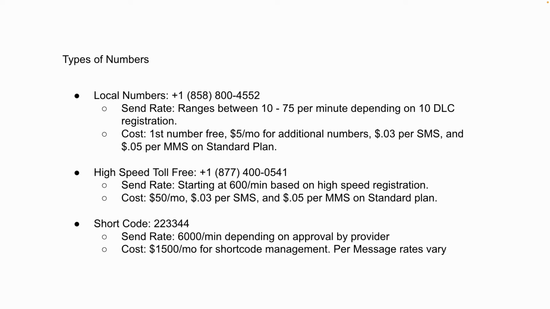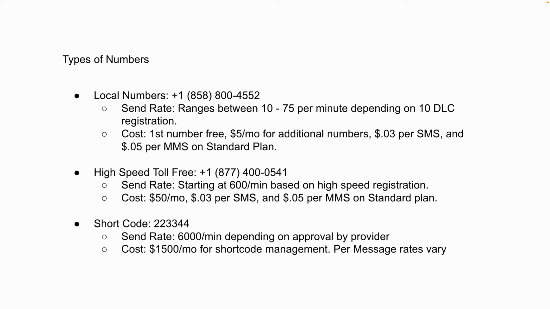I want to get started by making sure that we are on the same page when it comes to what terms we're using when it comes to local versus high-speed toll-free versus short codes. So a local phone number is basically a standard local phone number that you're very familiar with. It's a 10-digit phone number. This is our example of ours. It's 1-858-800-4552.